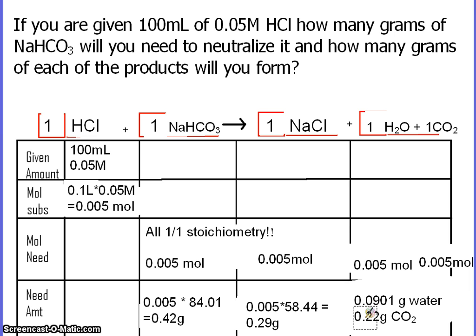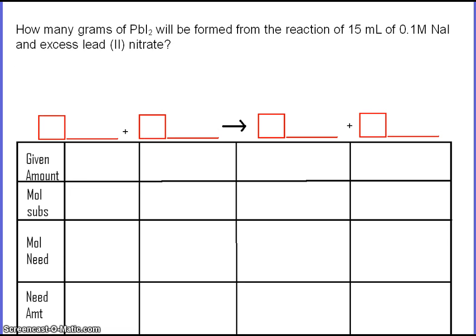So I like to organize things into a table, and I think we'll work one more problem as an example and look at this way of organizing things. All right, for this next calculation, I want to answer how many grams of lead iodide will be formed from the reaction of 15 milliliters of 0.1 molar NaI in excess of lead nitrate. So I still want to keep in mind my roadmap: I'm going to go from the mass of A to the moles of A to the moles of B to the mass of B. But I'm just going to use this chart here to organize myself.